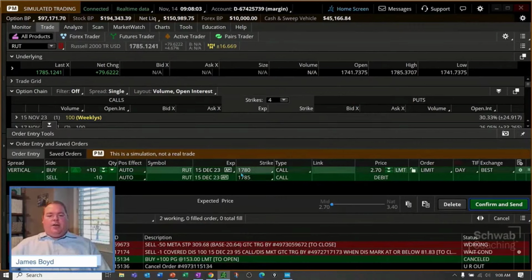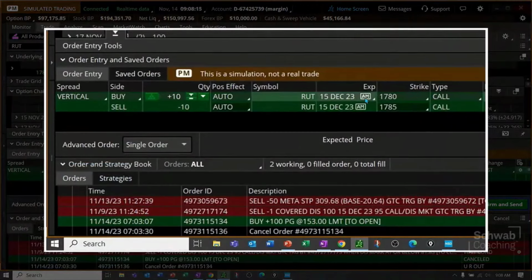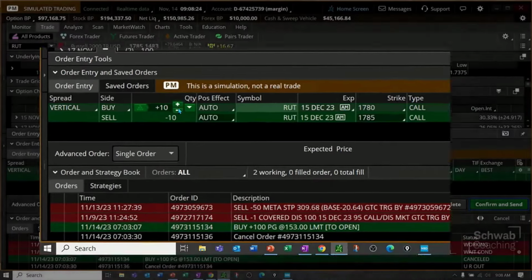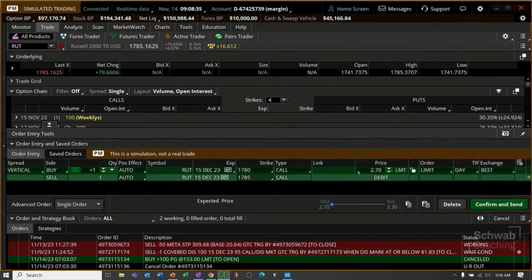Now, I need you to also note that this is an AM expiration. It's not PM. So this is Friday morning, the 15th of December, and it's not necessarily going to be the opening print of the Russell. You've got to wait for all those Russell 2000 stocks to open, which might take some time to see where that settles. We're not going to wait all the way until that point anyway, but you just need to understand that. We'll position size in just a moment, when we look at the debit.